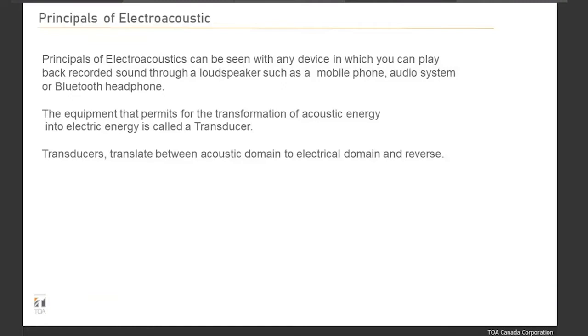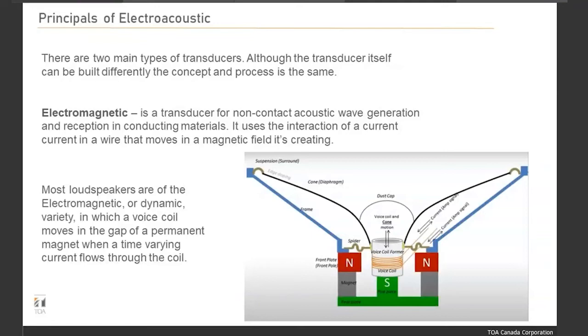That's called a transducer. What transducers do is translate between the acoustic domain and the electrical domain and back. There are two main types of transducers. Although the transducer itself can be built differently, the concept and process is the same.